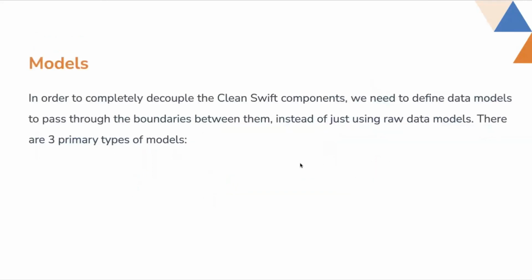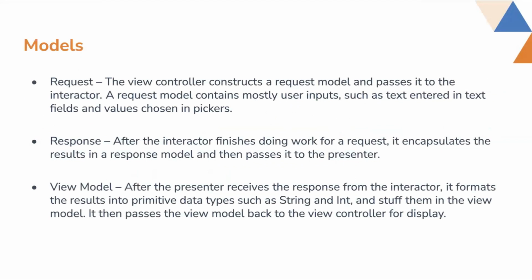So models. So models are nothing but the data models. So what we usually use, like the user model, or we might have some orders or something to fetch from the database, so that we convert it into a model. Like we make a request, so we have the request model, the response model. So these are the three types of models.